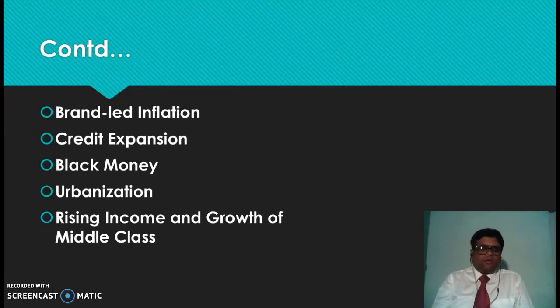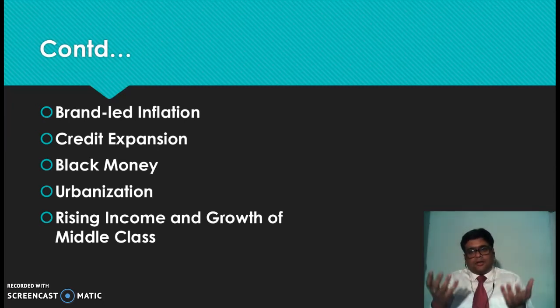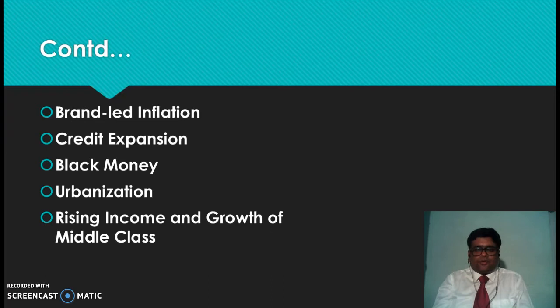Then rising income and growth of the middle class. There is no doubt that India's middle income group is very, very powerful, extremely powerful. It is very influential, and it has risen exponentially. No doubt about it. And this middle class group is the highest spender as well. In the hierarchy of income groups, middle income group people spend the most, and again, the stratum of the middle income group is very, very high. So that also leads to high demand for goods and services, and again the high demand and less supply situation of inflation.